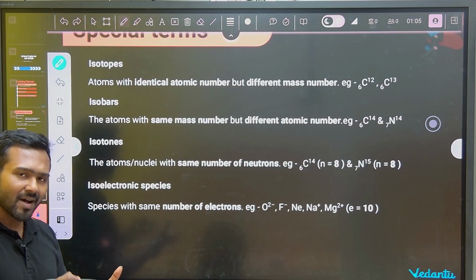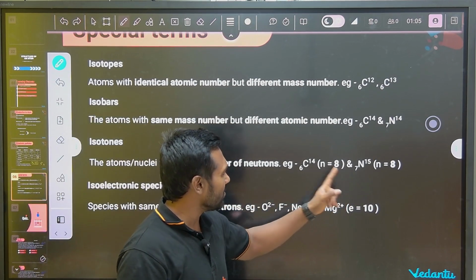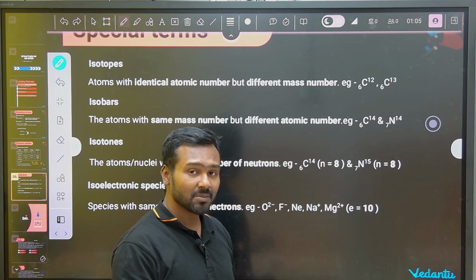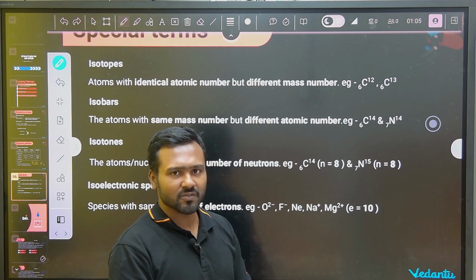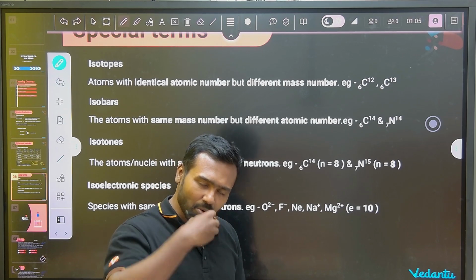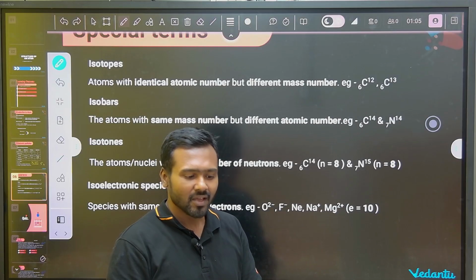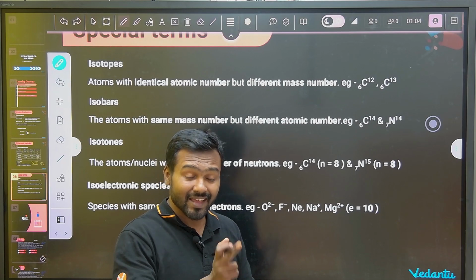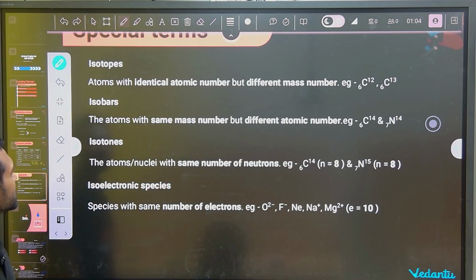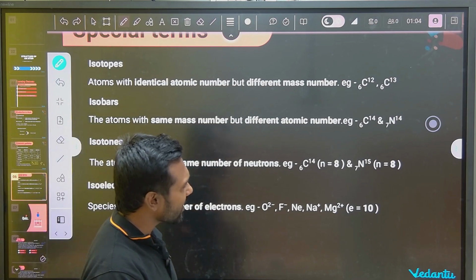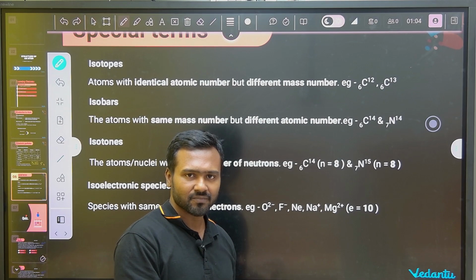Is atomic number same? No. Is mass number same? No. But the number of neutrons are same. So A is different and Z is also different. Z is different means the number of protons are also different, but A minus Z, that is the number of neutrons, is same. A is different, Z is different, but A minus Z is same. That is considered as isotones. And isobars, A is same and Z is different. Since Z is different, the number of protons are also different.